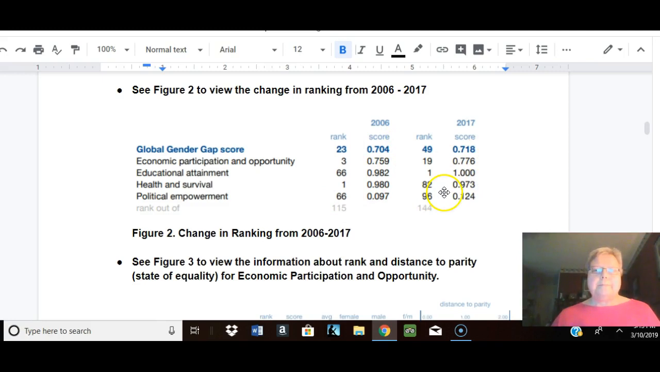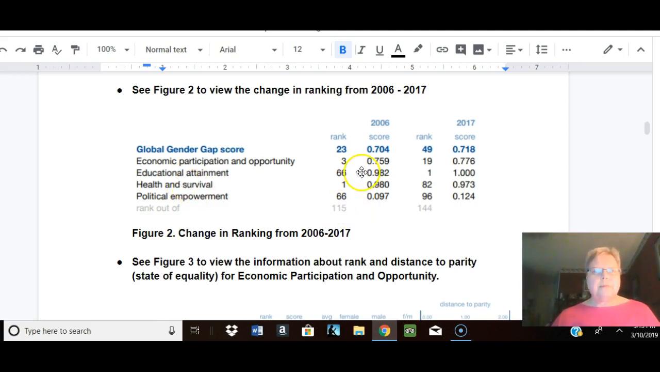But I look down and I think, educational attainment, we were 66 in 2006, but look now. Our rank is first. That means that we are at parity. We are equal as far as educational attainment. So men and women equally are getting educated.